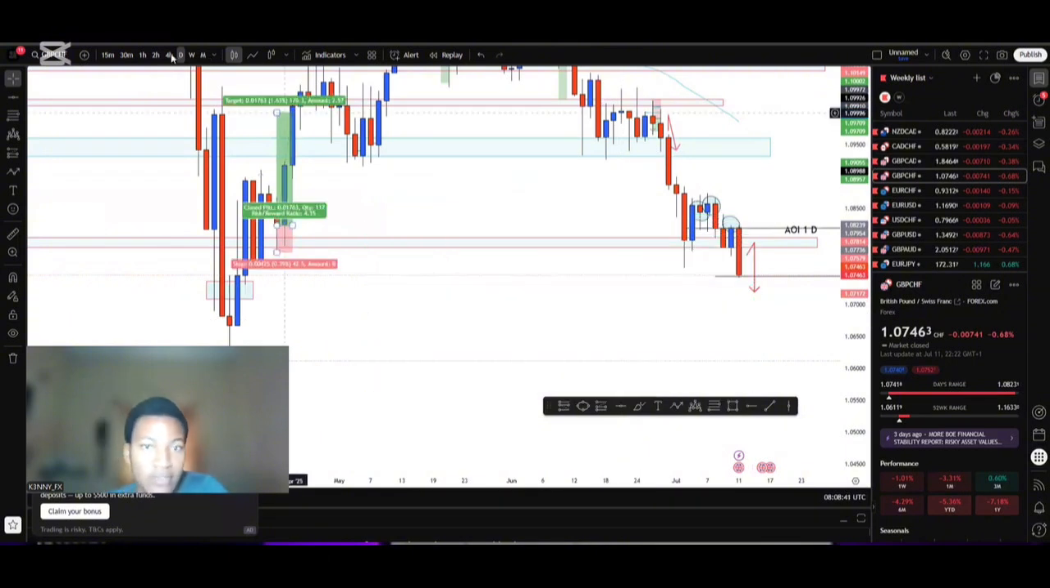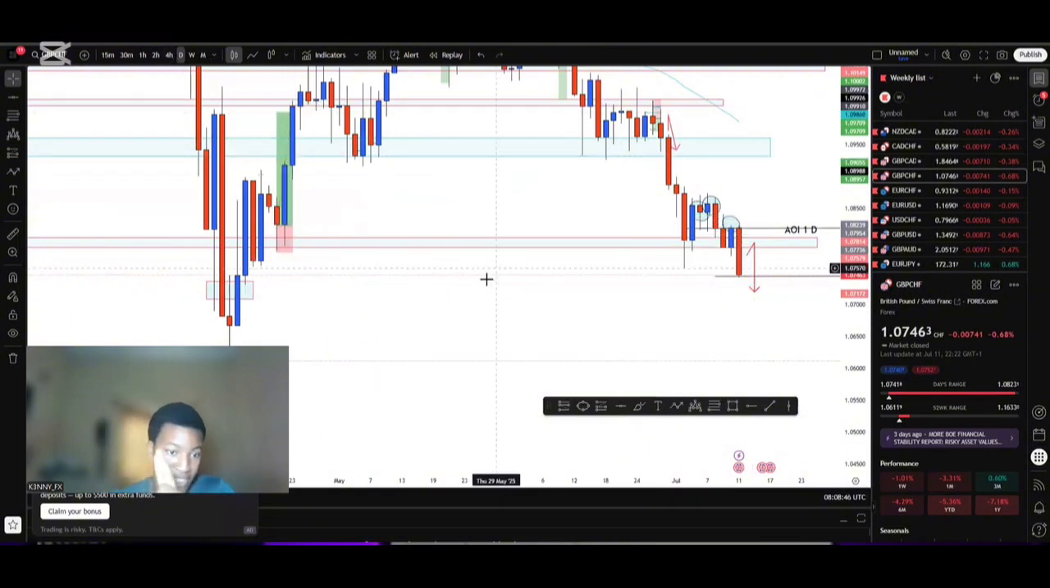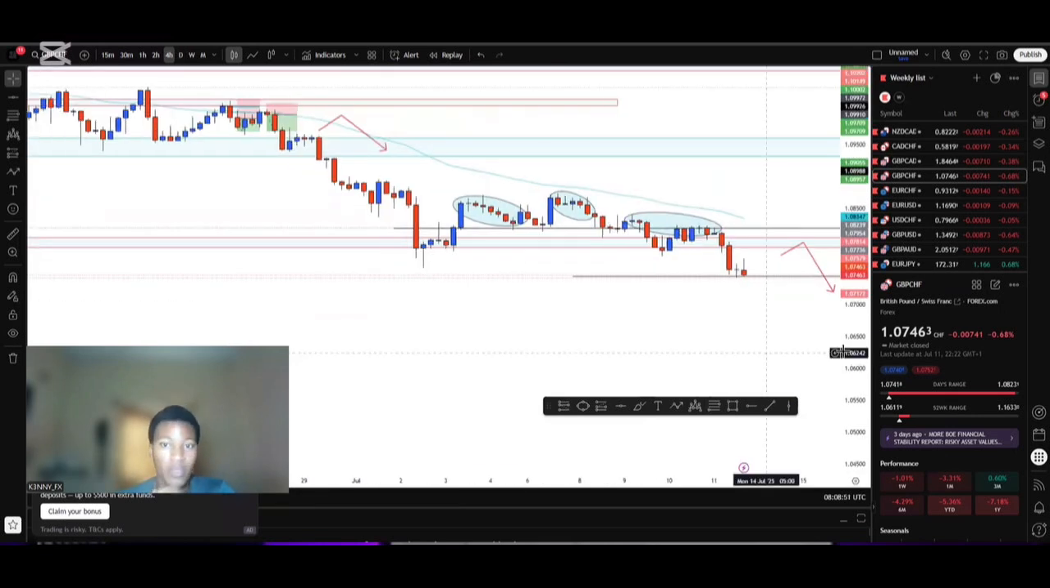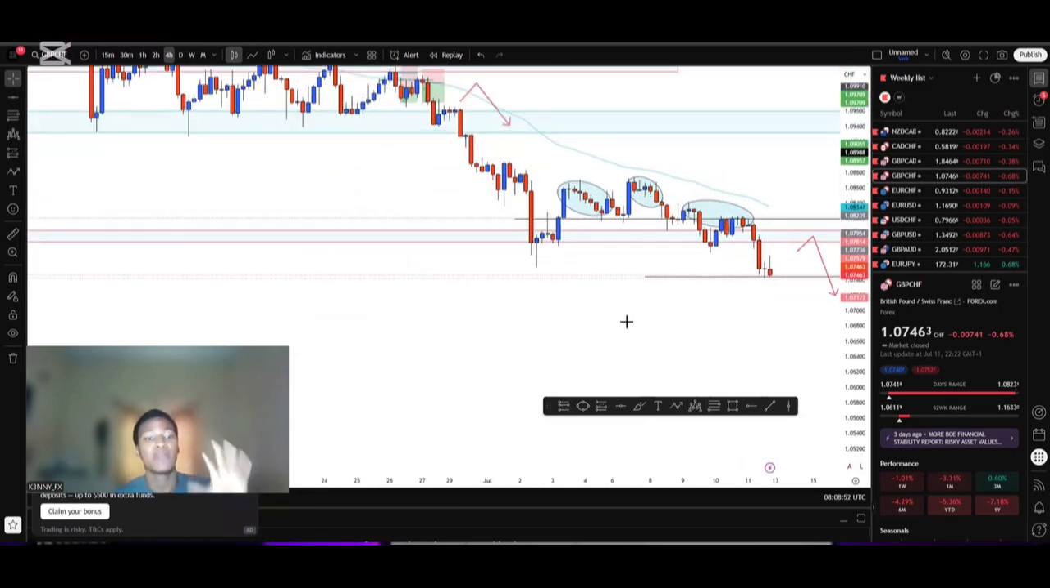And if you come down, daily is also bearish. That means weekly is bearish, daily is bearish, and if you look at the 4 hour, 4 hour is bearish. So that means all the time frames are pointing to the downside.